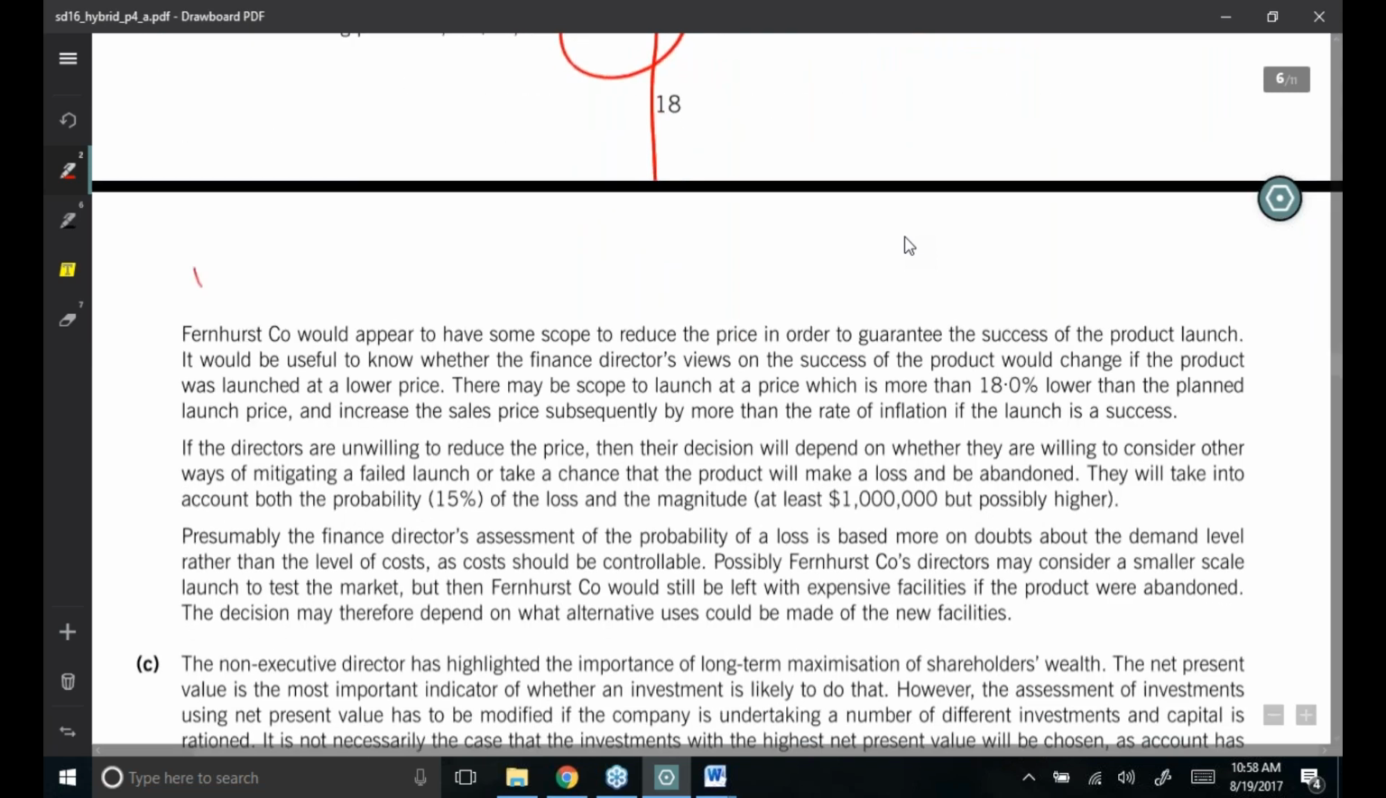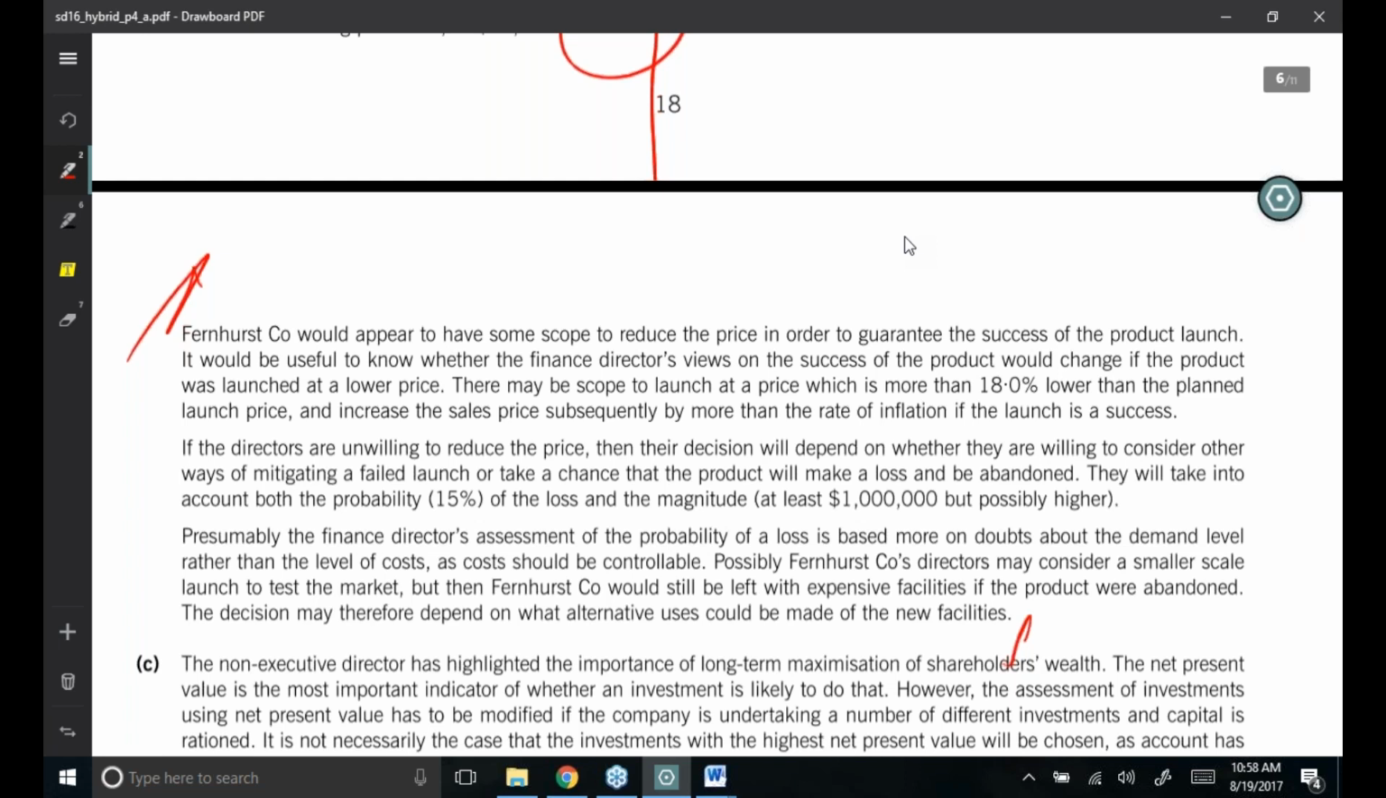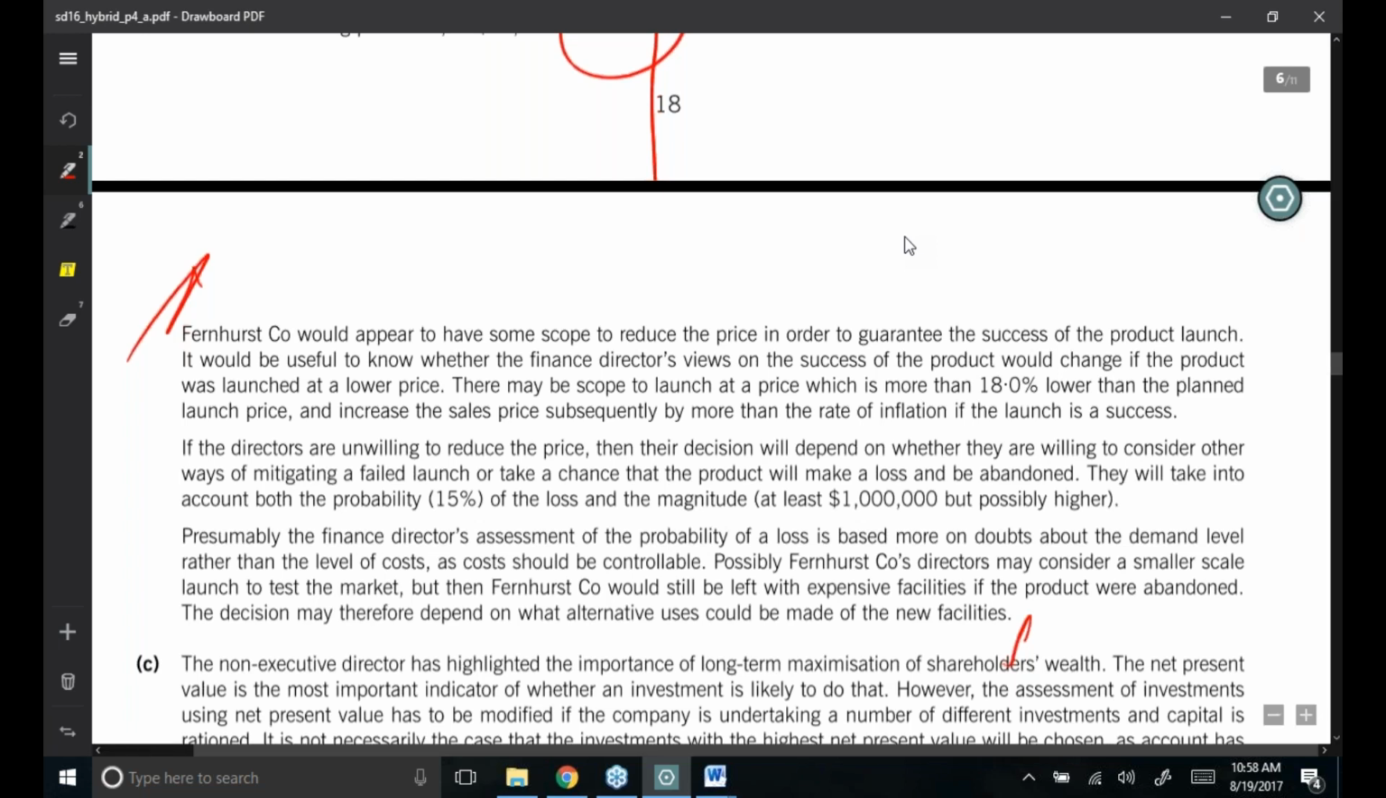That's a discussion here. Company would appear to have some scope to reduce the price in order to guarantee the success of the product launch. You have a scope of reducing 18% selling price. If selling price reduces by 18%, you will still be at break even. So it would be useful to know whether the finance director view on the success of the product would change if the product was launched at a lower price. There may be a scope to launch at a price which is more than 18% lower than the planned launch price. Increase the sale price subsequently by more than the rate of inflation if the launch is a success.